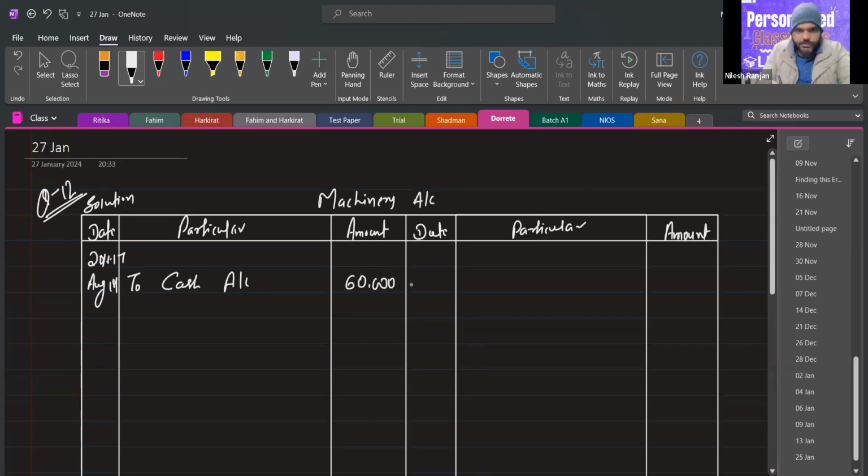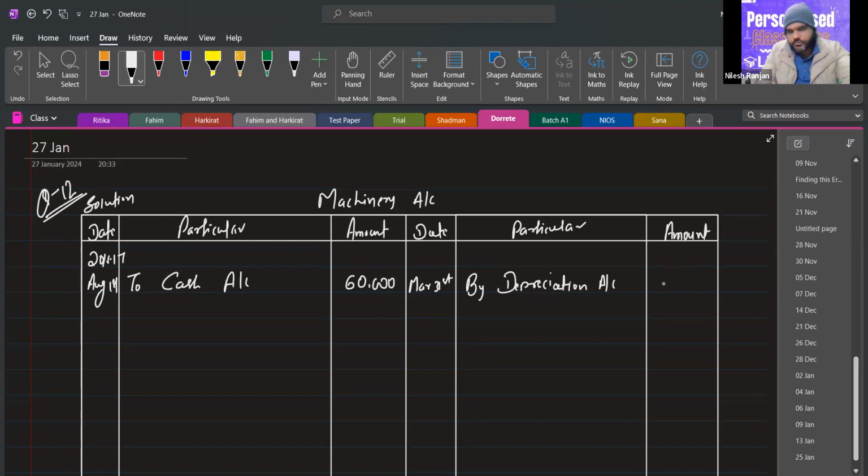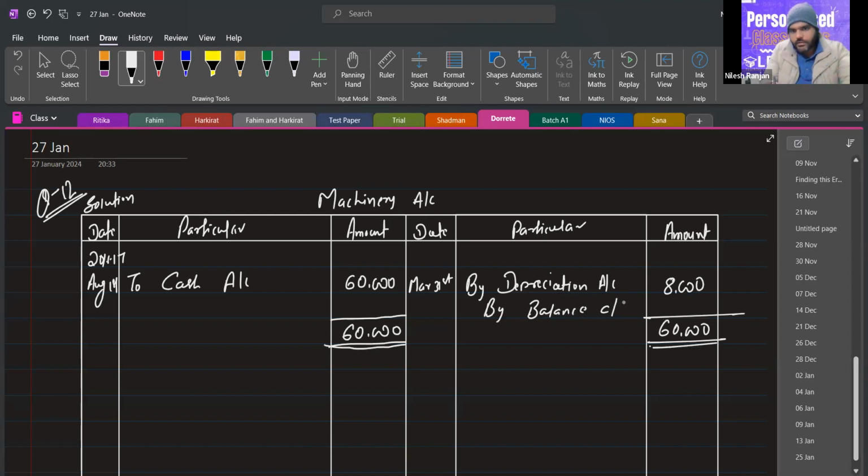We will write it on the credit side, March 31st by depreciation, 8,000, and the value of the machine is now 52,000. By balance c/d, 52,000. This will be transferred to the next year, 2017-18.